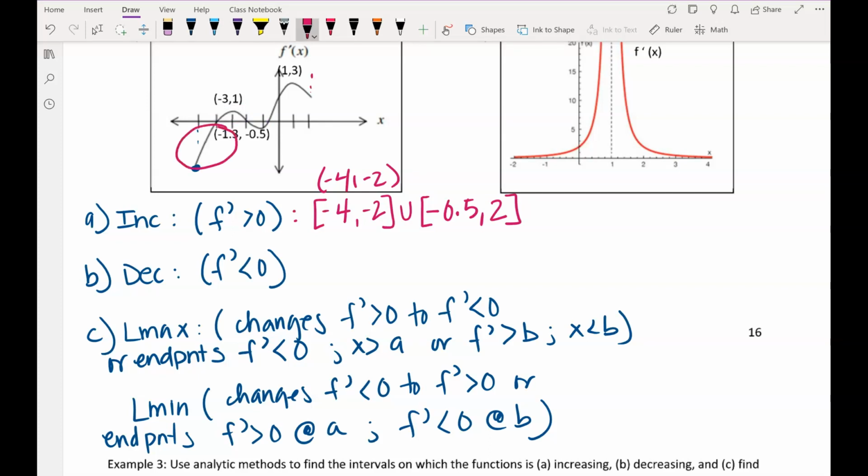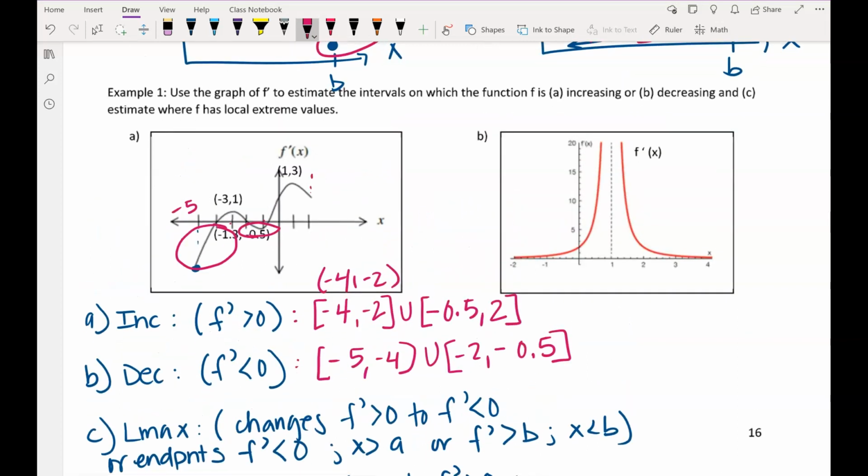Now, decrease is when the derivative is negative. So this is negative here, and this is negative here. So for decrease, I'm going to estimate this x value, 1, 2, 3, 4, 5, -5. So -5 all the way to -4, union that with -2 to -0.5, since we picked -0.5 earlier and I'm going to keep with that. So that's increase and decrease. Not too bad for increase and decrease.